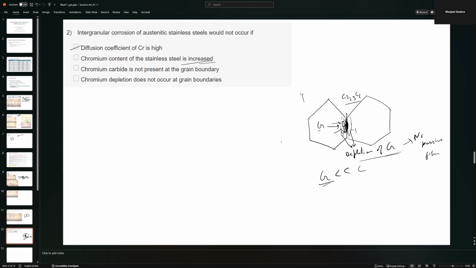Even this is true. If chromium carbide is not present at the grain boundary, it will form actually. If there is no chromium carbide, the chromium and the carbon will diffuse, forming this precipitate, and you will get this zone around it. So the statement that chromium depletion does not occur at the grain boundary is incorrect. That was the reason for the intergranular corrosion, the depletion of chromium. If it doesn't happen at the grain boundary, you won't get intergranular corrosion.